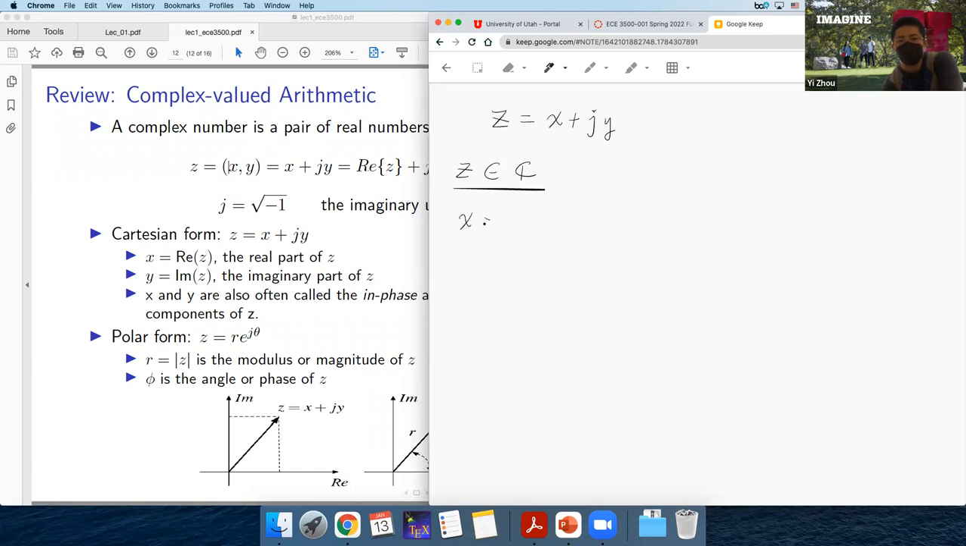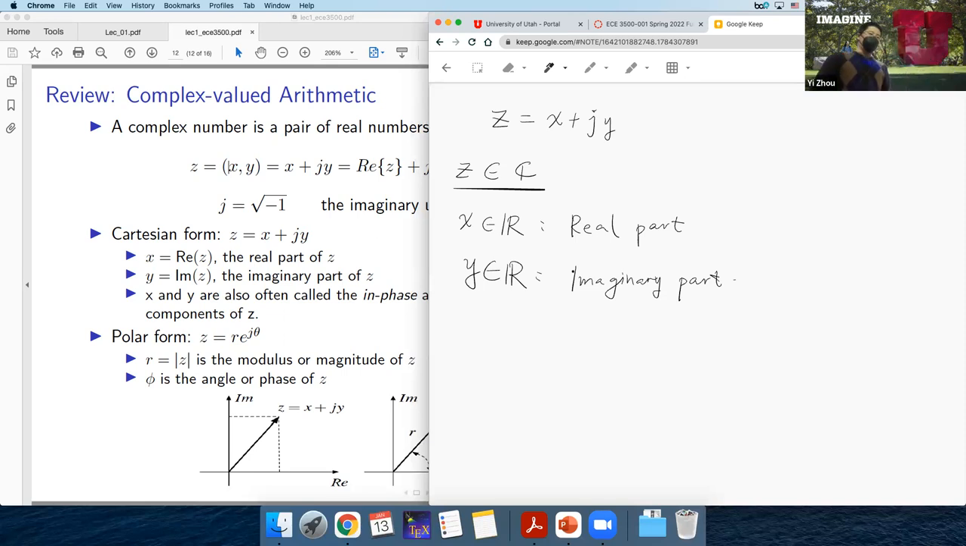And X is a real number, and we call it the real part of this complex number. And Y is also a real number, and we call it the imaginary part. So these are very standard. But what's important is that both of them are real numbers. But X is alone, whereas Y is multiplied by a notation J.